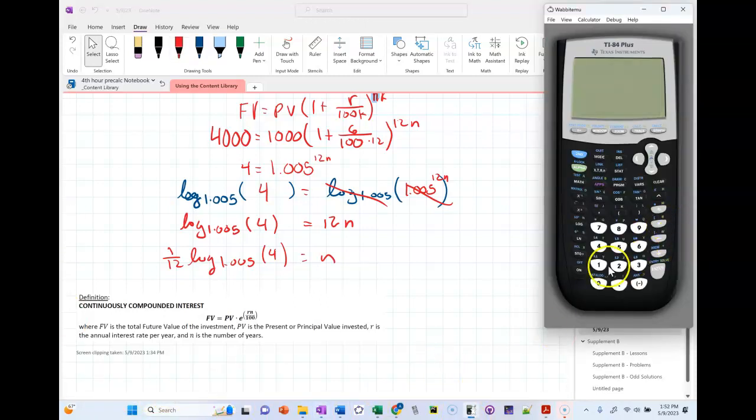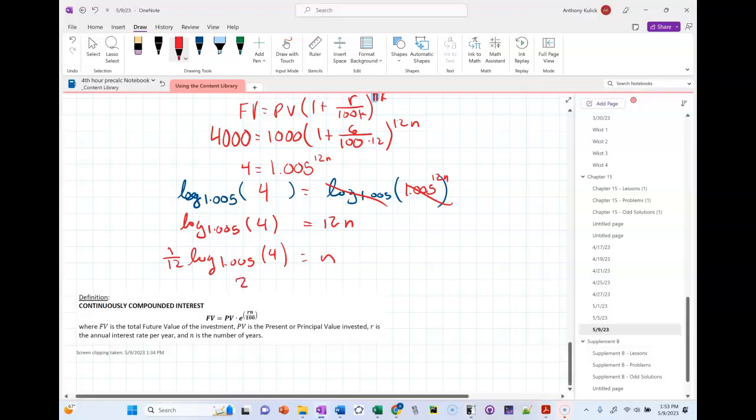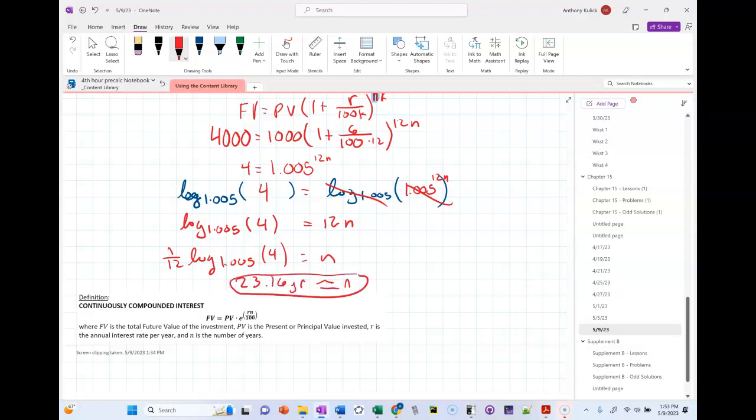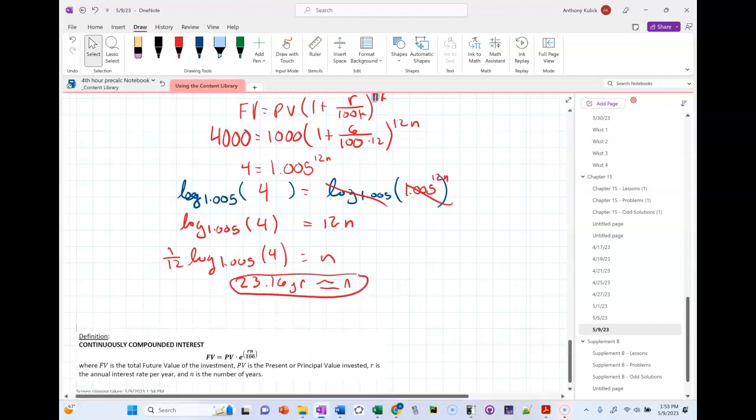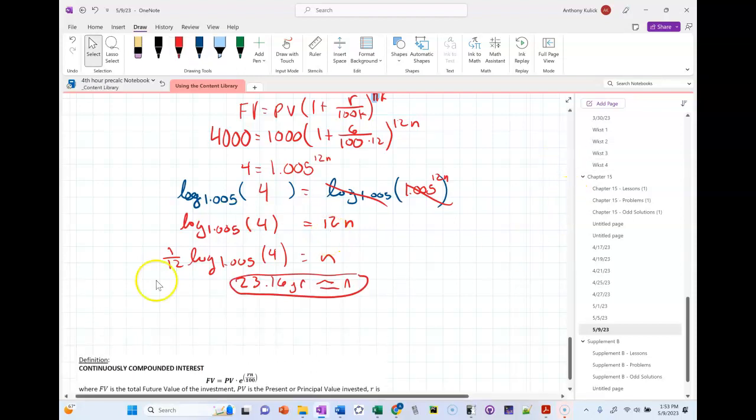The key is that the division has to happen outside of the logarithm. So I'll do 1 divided by 12 times, and then I need to use that log base command. I'm going to press math, scroll down till I find the log base command and press enter. Then I type in that number and the 4. So that's about 23.16 years. That's my value for n.